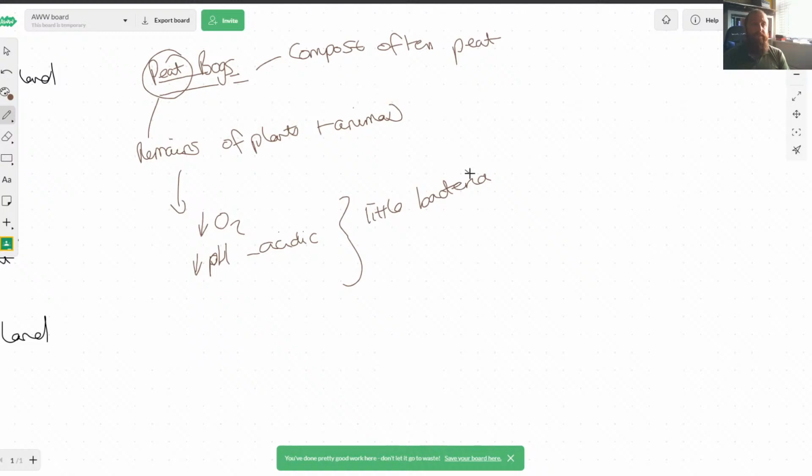So peat bogs themselves have taken many, many hundreds of years to actually form, thousands of years in a lot of cases. We've got these rotted down remains of animals and plants, and the bacteria themselves can't fully decompose it because they can't survive because of the actual conditions.